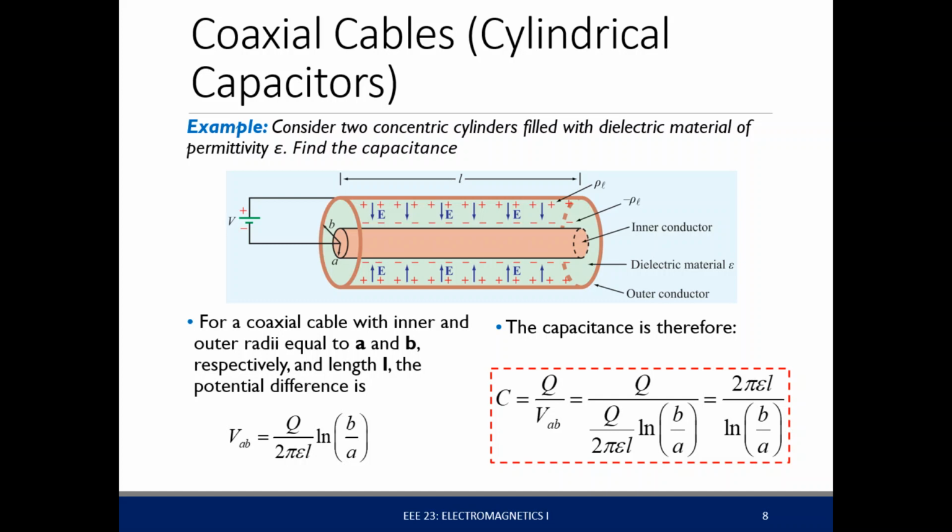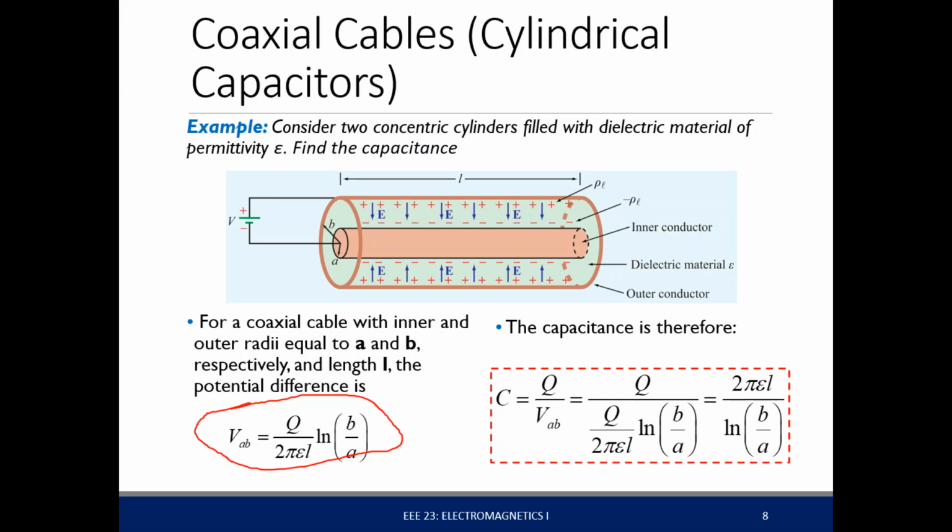Okay, so we're back. So consider the coaxial cables or cylindrical capacitors. Let the outer conductor have the higher voltage and the inner conductor be the lower voltage, as you can see on the screen. For a coaxial cable, we have inner and outer conductors, and the length of this coaxial cable is equal to L. The potential difference is equal to this expression here. Okay? So where did that come from?